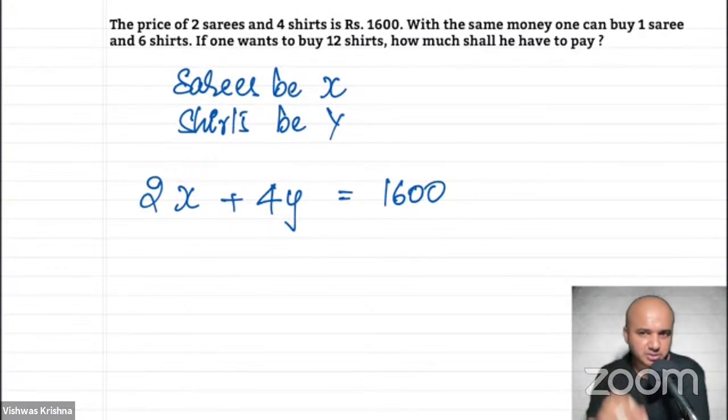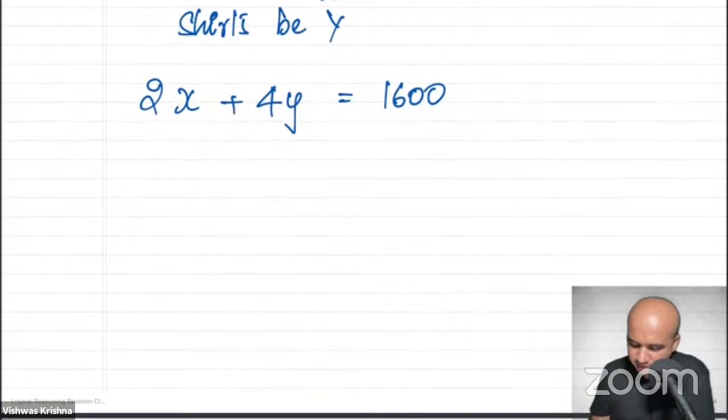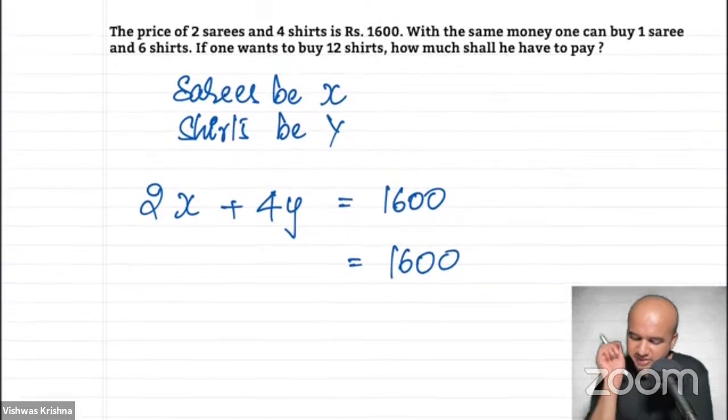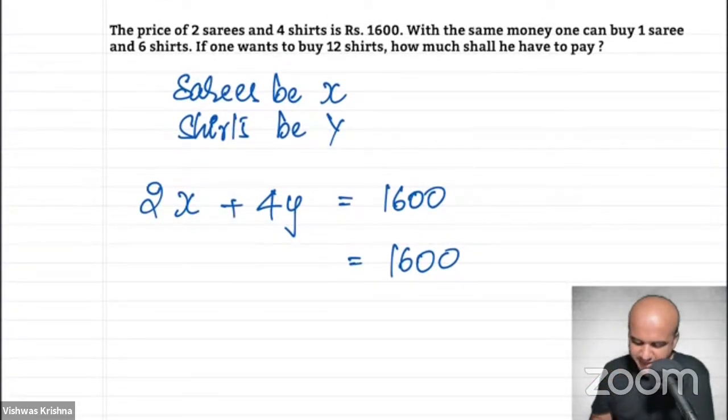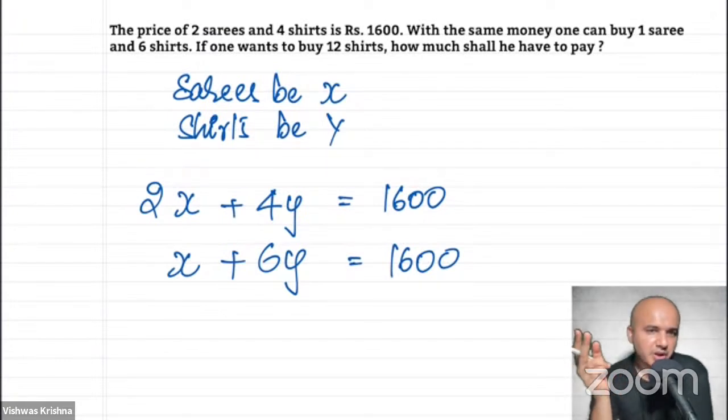Now let us look at the second sentence of the problem, which says, with the same money, one can buy 1 saree and 6 shirts. Once again, we have 1,600. Same amount of money, no? So 1,600 will still remain 1,600. But in this case, they can buy how many sarees? 1 saree. 1x is as good as x, so I'm just writing x, plus how many shirts? 6 shirts. This is the equation. So we have 2x plus 4y equals 1600, and x plus 6y equals 1600.